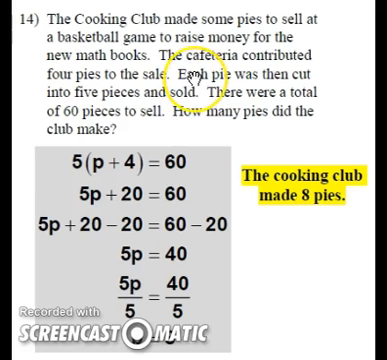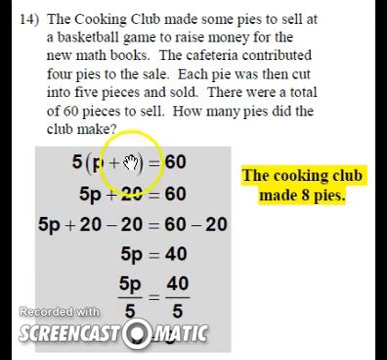Okay, so if we think of one pie cut in 5 pieces, that means one pie has 5 pieces in it. Okay, so remember that. There were a total of 60 pieces to sell. How many pies did the club make? Okay, so we know there's 60 pieces altogether. That's what we know. We want to find out how many pies the club made.